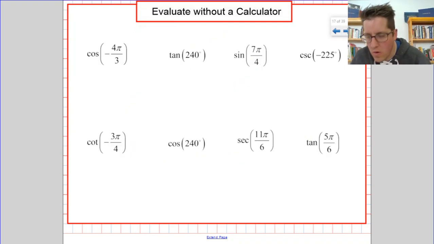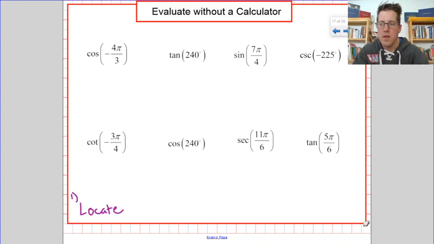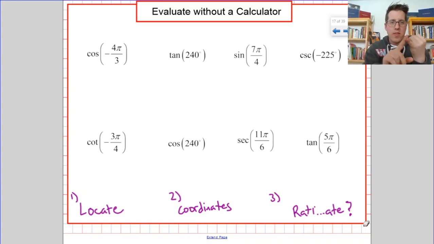Alright, so as long as the angle that you are looking for shows up on the unit circle, you can figure out its sine, its cosine, its secant, its cosecant, its tangent, its cotangent, using just 3 simple steps. Those simple steps are locate, coordinates, and ratiate. Hey, I tried.